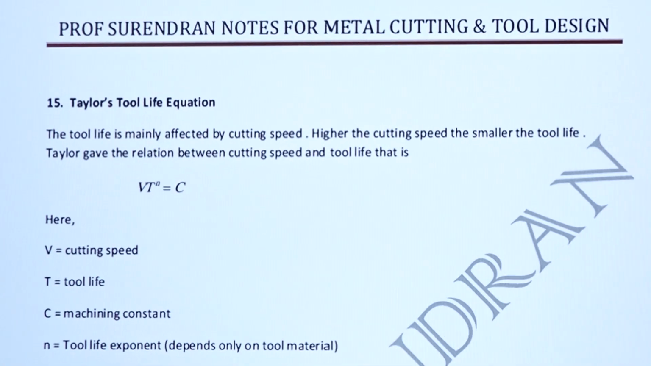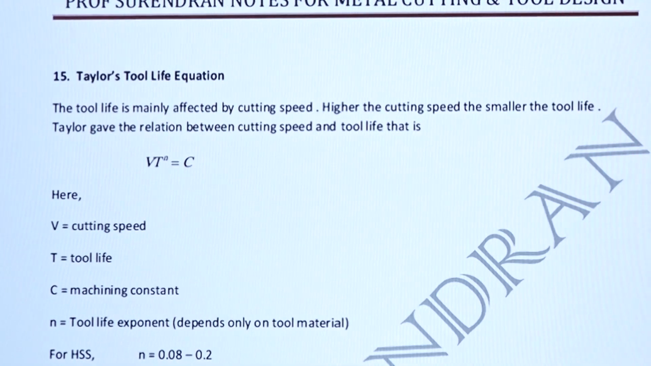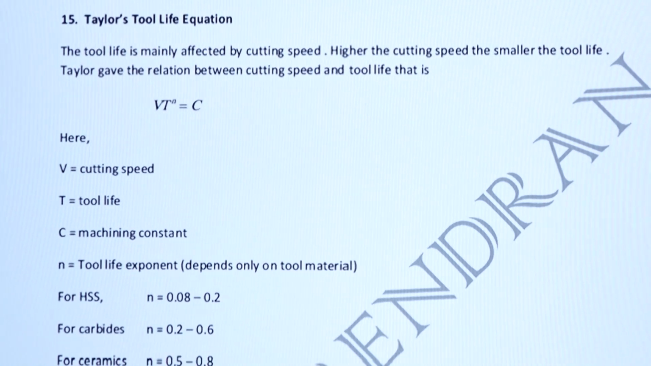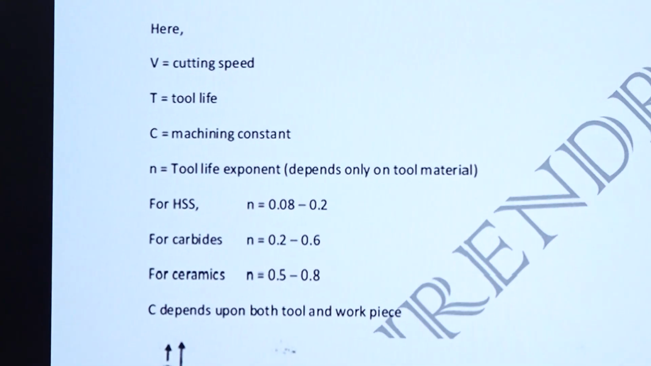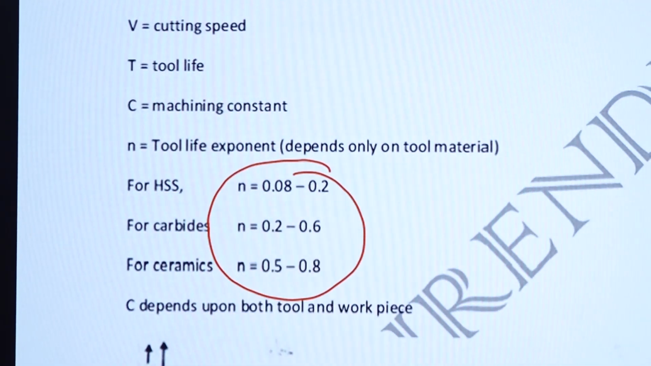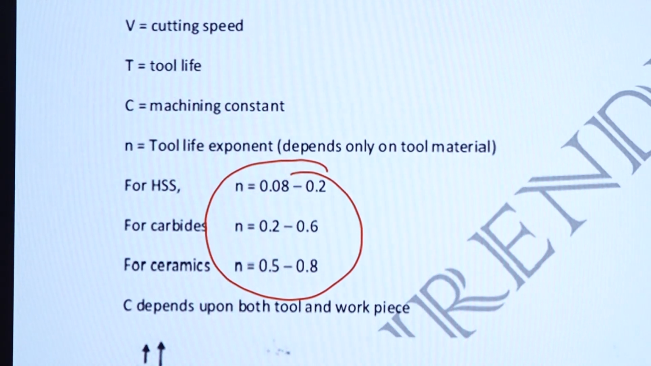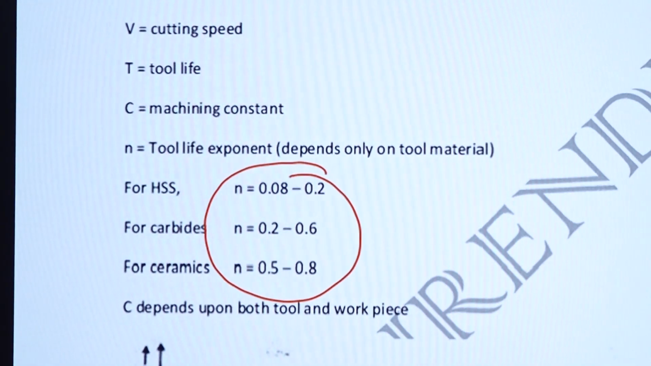So next is Taylor's tool life equation. We already discussed VT^n equal to constant. This V is the cutting speed, T is the tool life, C is the machining constant, and n is the tool life exponent. You can observe the different values of n here. From HSS it is low, carbide is somewhat higher, and ceramic is higher still.